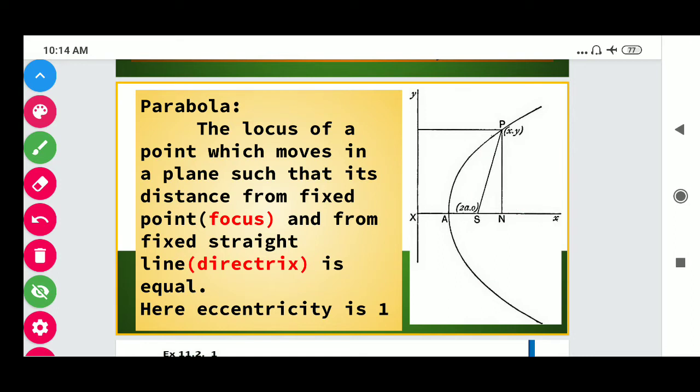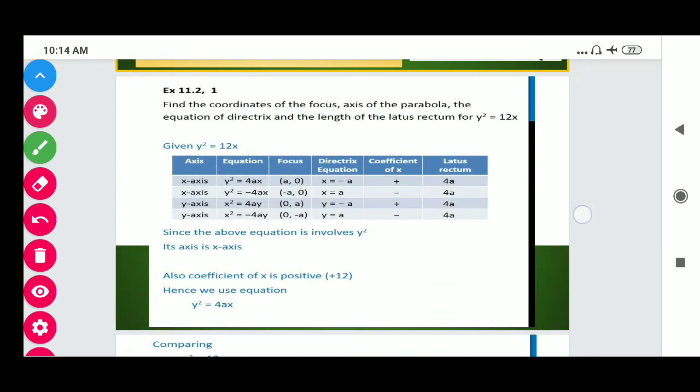Okay, so students, let's start exercise 11.2. Before going to the exercise, I am sharing the formulas regarding the same. Here we have 4 types of parabola in your syllabus. The first one is when the mouth of the conic opens towards the positive direction of the x-axis. Then the coordinates of the focus are (a, 0).